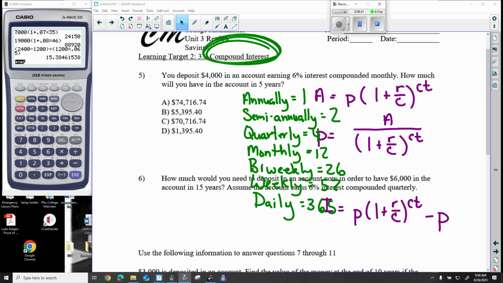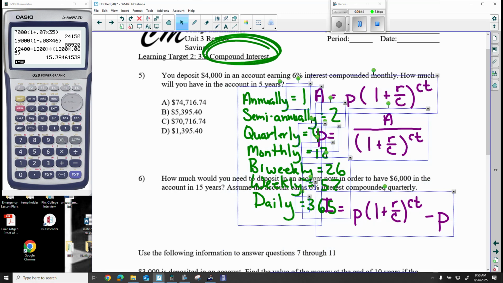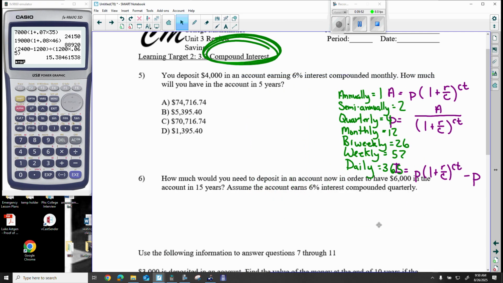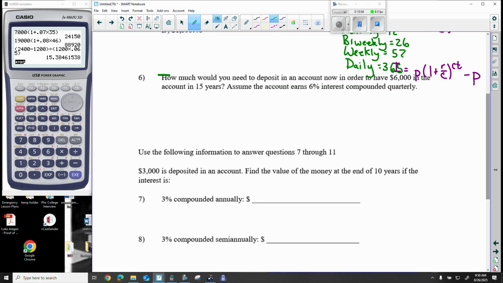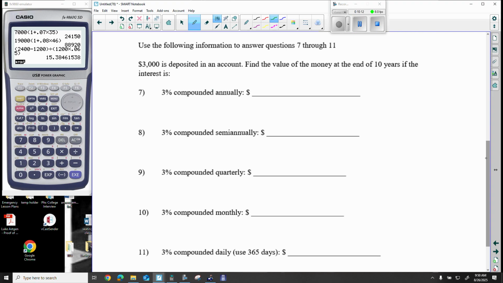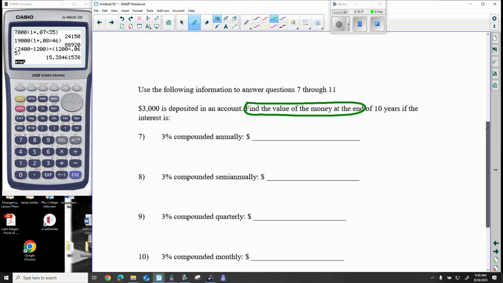All right, so these are the formulas that we are going to be using. I'll minimize these, put these on the side so we can get these specific problems accomplished. This very first question is asking, how much will you have in the account? That's asking for A. Number 6 is how much will you need to deposit? That is asking for P. And 7, 8, 9, 10, and 11 are asking to find the value at the end. Those are all asking for the value of A. I'll teach you a trick on how you can accomplish those relatively quickly.